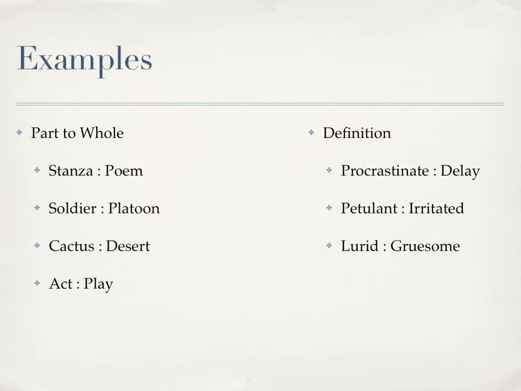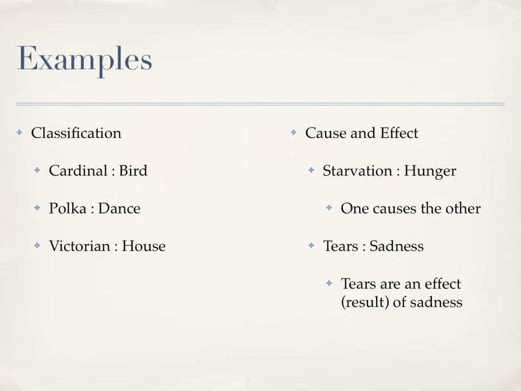There are definitions. Procrastinate is to delay. Petulant is to irritated. Lurid is to gruesome. Classifications. A cardinal is a type of bird. It's classified as a bird. A polka is a classification of a dance. Victorian is to house. Cause and effect are another type of analogies. Starvation is to hunger. One causes the other. Tears are to sadness. Tears are an effect or the result of sadness.